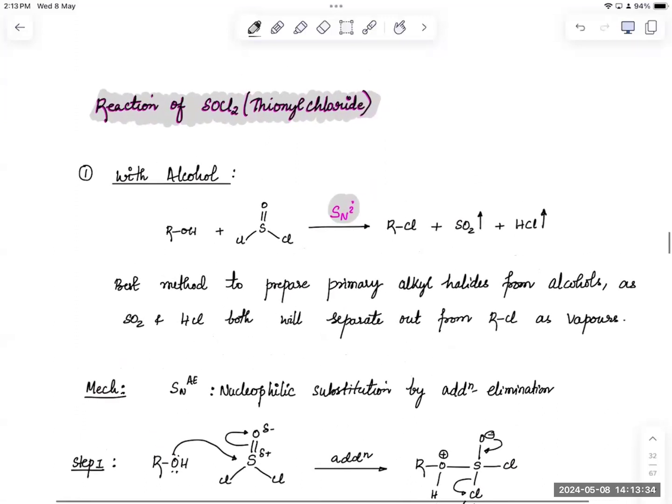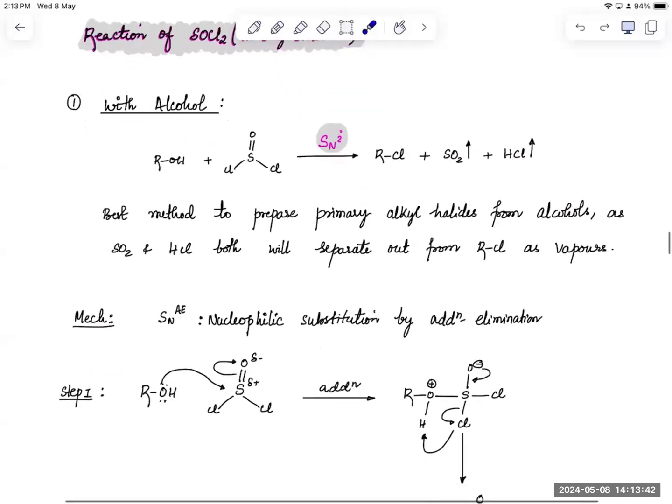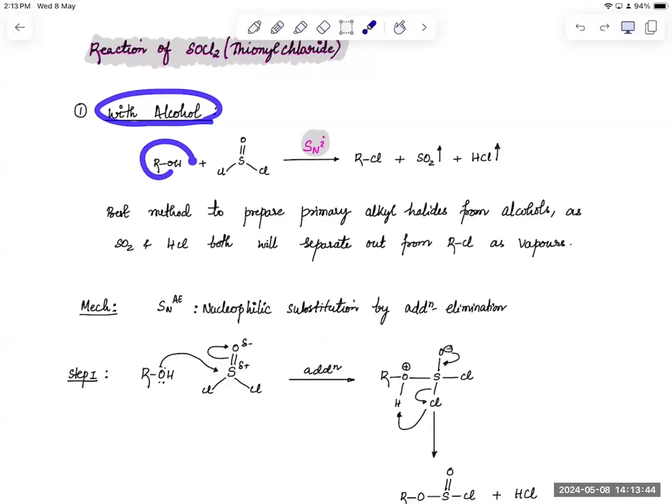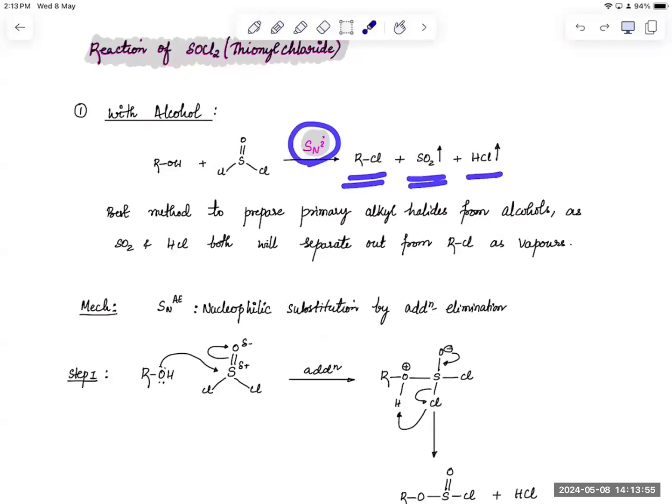Next, see the reaction of SOCl2, which is thionyl chloride. Thionyl chloride with alcohol. See, ROH alcohol plus SOCl2. If you treat with this, a new type of reaction, which is SNi, will happen to get RCl, SO2, and HCl. So basically, this oxygen will go away with sulfur, and one chlorine will collect here, and one chlorine will go away with hydrogen. That's how we'll get HCl, SO2, and RCl.